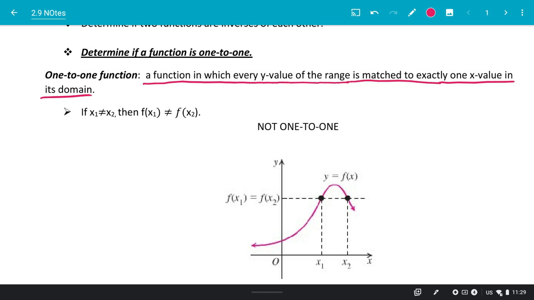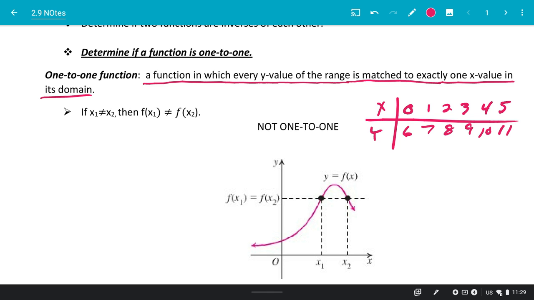What? Well, do you remember way back when we were just determining if something was a function? 0, 1, 2, 3, 4, 5. And we would have like 6, 7, 8, 9, 10, 11. Is that a function? Absolutely. Each input has one output.